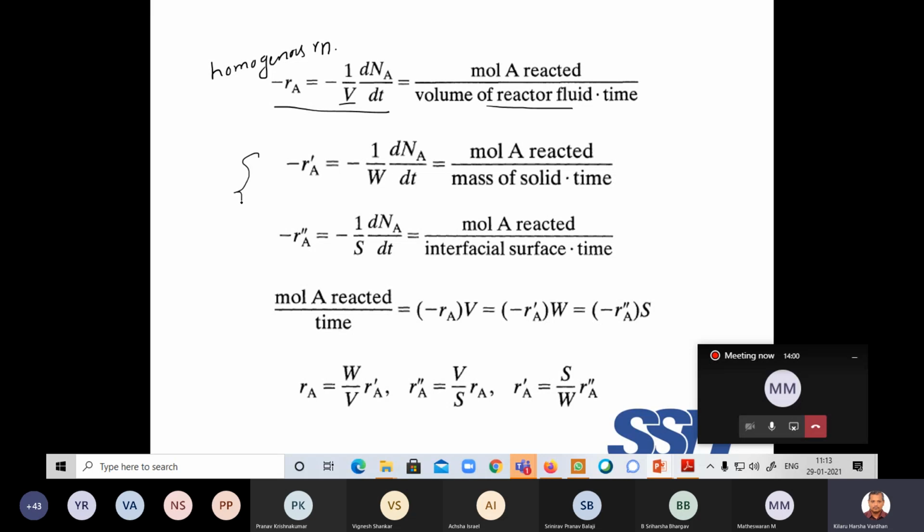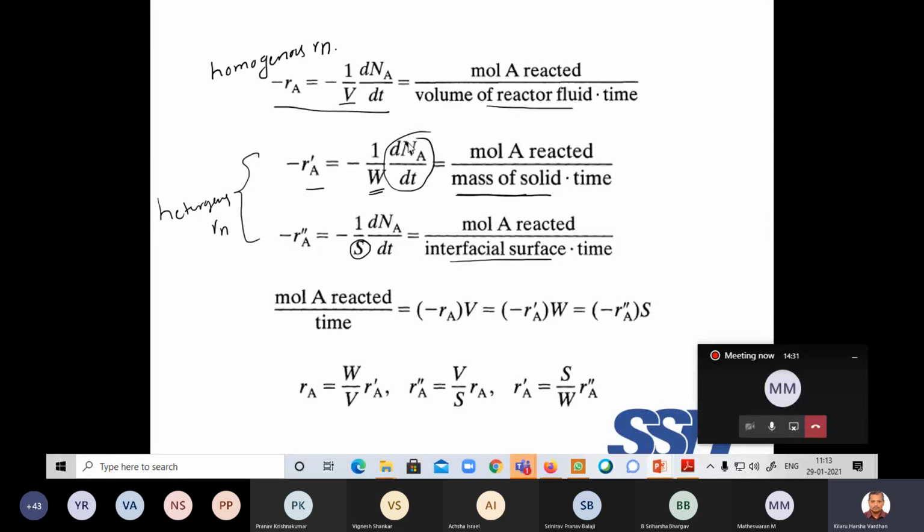But generally in heterogeneous reactions, we go for the rate as minus 1 by W, where W is nothing but the mass of the solid used. Rest of the thing is the same. dNA by dt is nothing but moles of A reacted with time. So 1 by W is the mass of the solid, or 1 by S also you can put, that is nothing but the interfacial surface area.